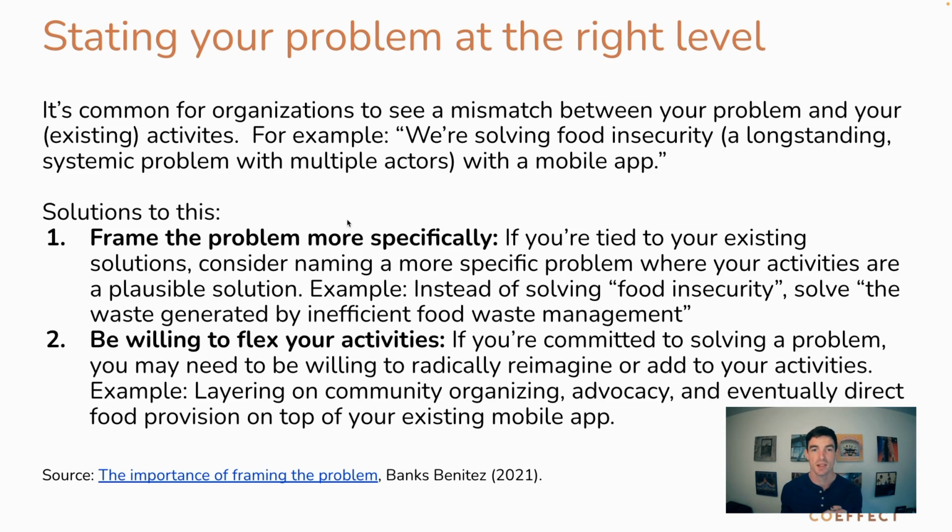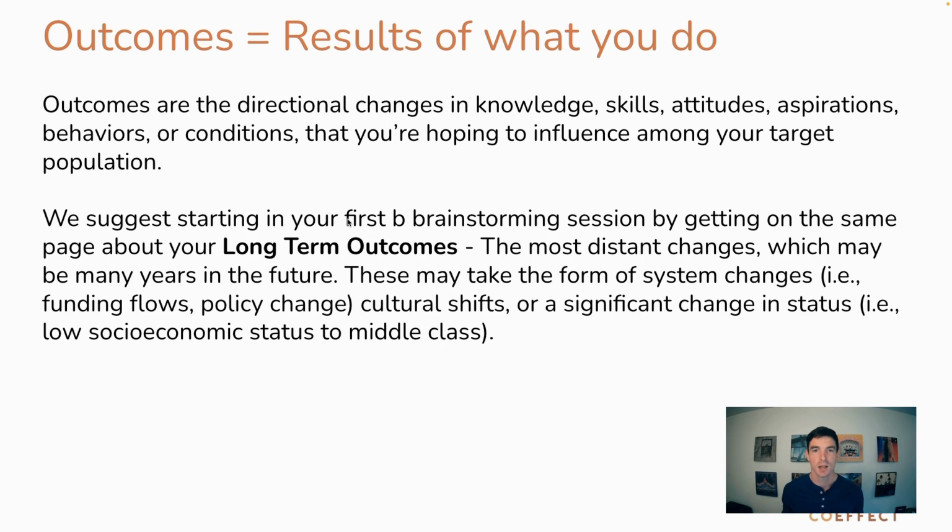One last component that we'll talk about today, and that's outcomes. So outcomes are the directional change in knowledge, skills, attitudes, aspirations, behaviors, even conditions that you're hoping to influence among your target population. And as I talked about a few minutes ago, you want to start thinking about your long-term outcomes first, the most distant changes that you think that your organization really can influence in a person's life or in an organization's trajectory.